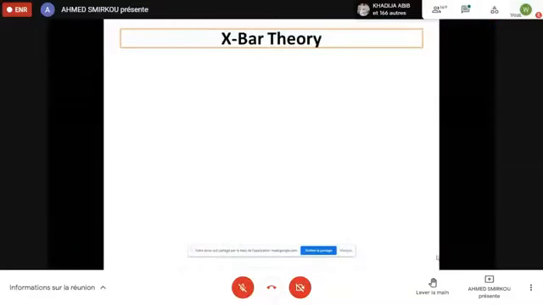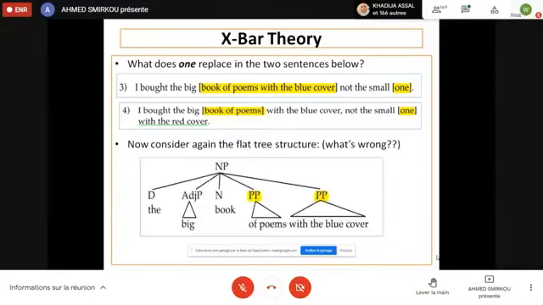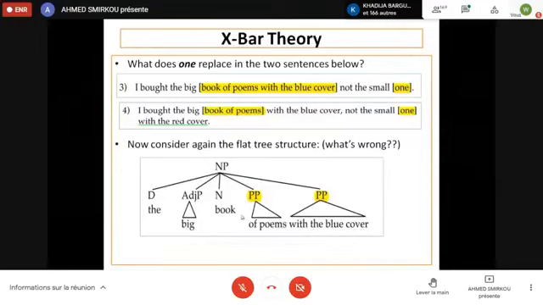Okay, so we continue now. Right, so now consider again the flat structure. What's wrong? So as we said, the complements and the adjunct are at the same level. Okay? So the complement and the adjunct should be separated. So it's like we have two problems. The first problem is this. The first preposition phrase is a complement, and the second preposition phrase is an adjunct. It's optional. We have to show this.